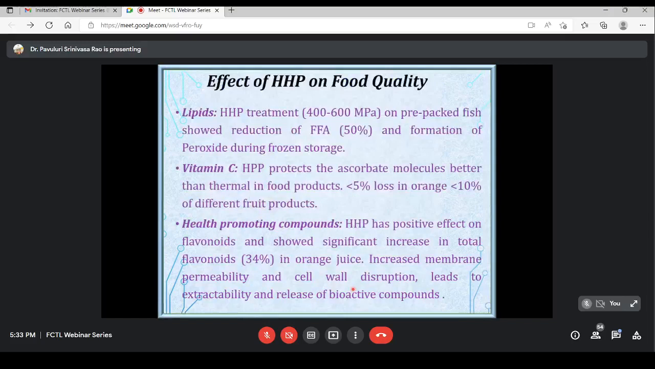Now looking at the HPP effect on food quality, individually you can see these are a couple of examples. However, there are several such studies. In case of lipids, for example, prepacked fish showed a reduction of FFA and formation of peroxide during the frozen storage, whereas without these treatments, the FFA content as well as the peroxide values actually increase even during chilled or frozen storage. So this is one particular example.